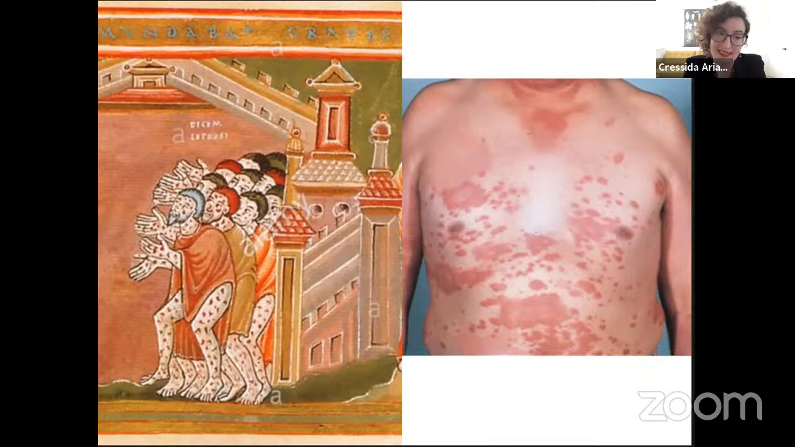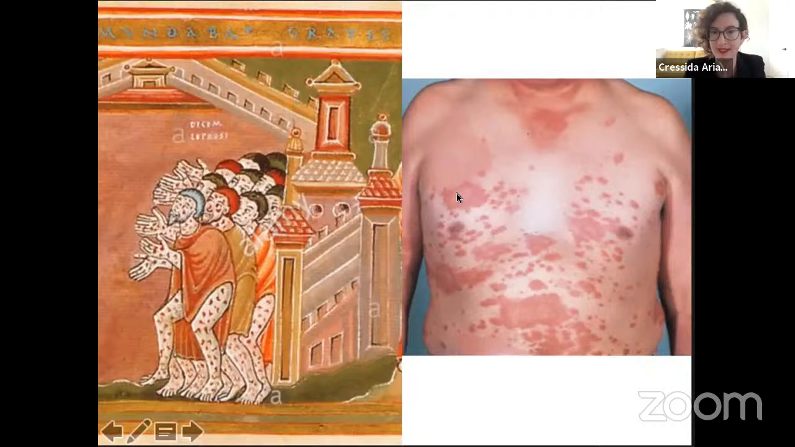Patients had a wonderful life in the leprosaria. Everything was paid for by the government, and so everyone wanted to live there. This is an illustration from a medieval manuscript showing a group of leprosy patients at the leprosarium. You can see that they have these characteristic red lesions on their skin, right? That is a hallmark of early M. leprae infection. As you can see from this modern patient, he has the same red lesions on his skin.